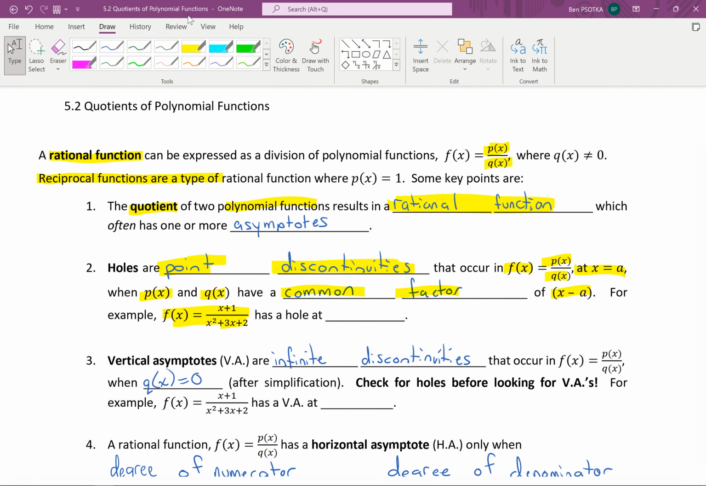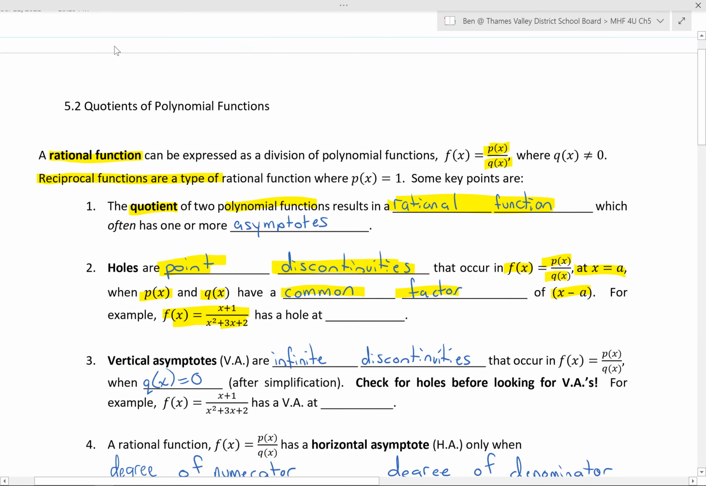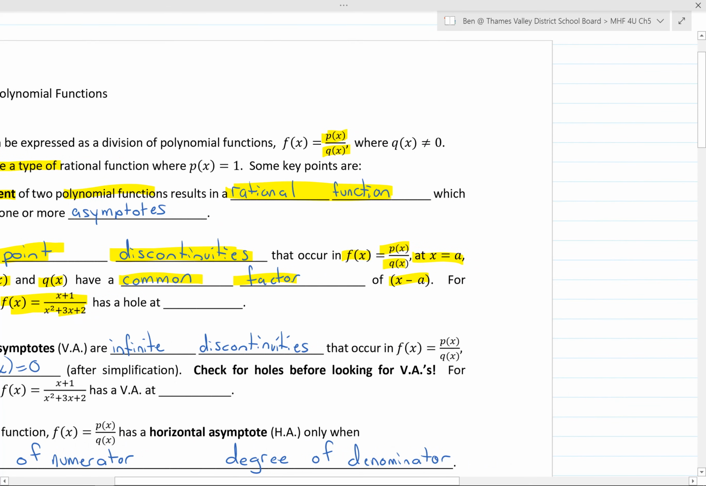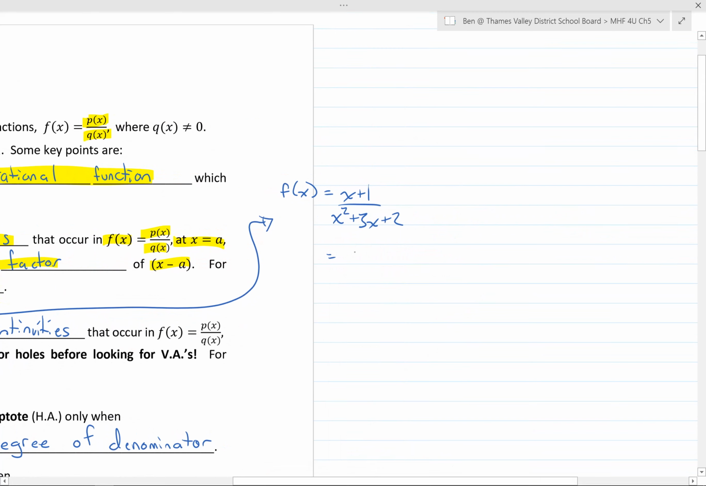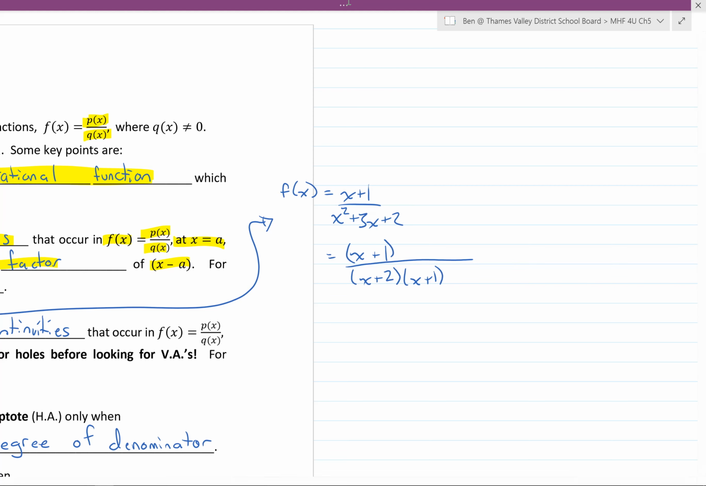All right, so that means if we have a function like this, where f of x equals x plus 1 divided by x squared plus 3x plus 2, we can find out where it might have any holes first by factoring. So first by factoring the denominator here. So we're working with x plus 1, which is already factored, my numerator, and my denominator, x plus 2, x plus 1.